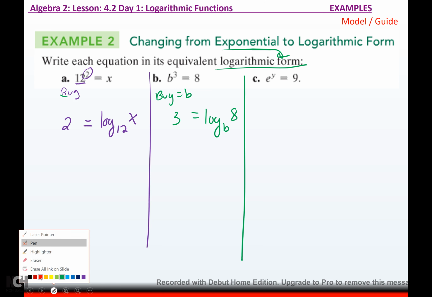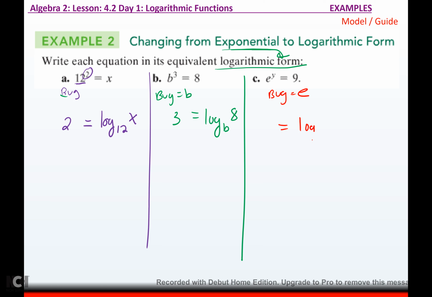Okay, on the third one, my bug is e, so I'm going to put him back under his log. Actually, e's don't go under logs, e's go under natural logs. And everything else is going to drop. y stays on this side, 9 stays on this side. All you're moving is the bug back under his log. And if your bug is an e, it has to go under a natural log.